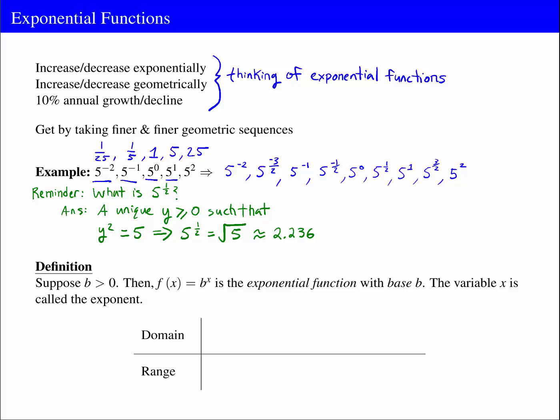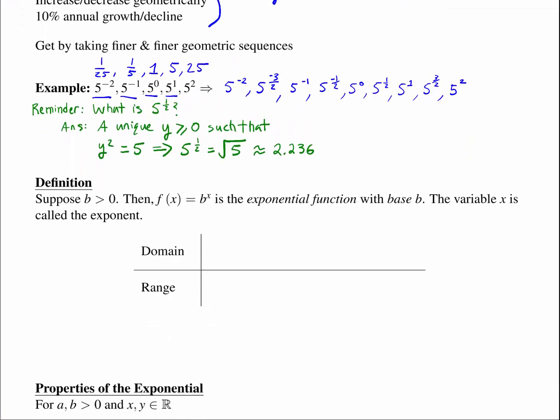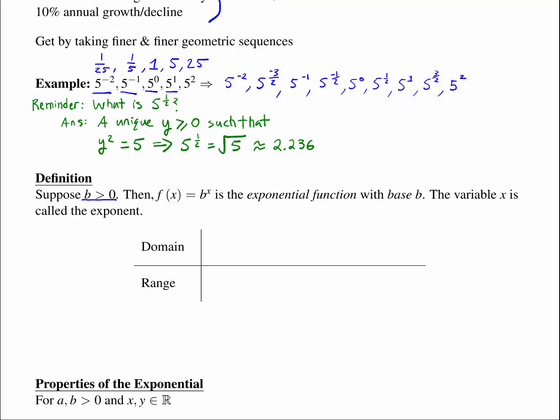And then we could include the cube roots. We could keep going and going, include all rational numbers in this manner, and then by limiting, even irrational numbers. And this brings us to the exponential function, which is our main object of interest here. Given a positive number b, which is a base, 5 for example above, the function f of x equals b to the x is called the exponential function.